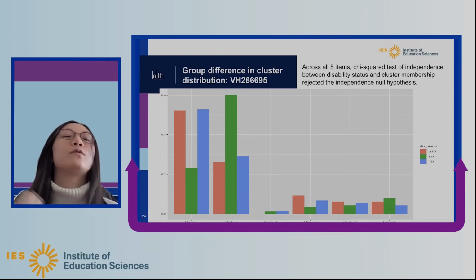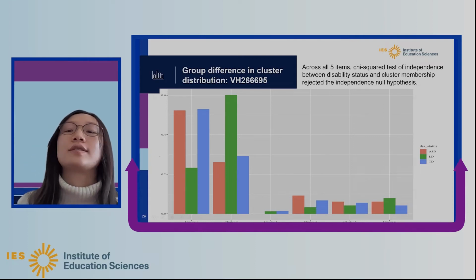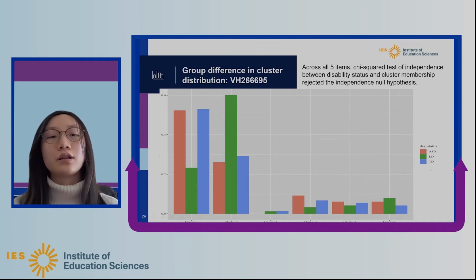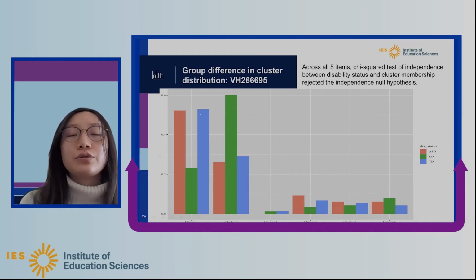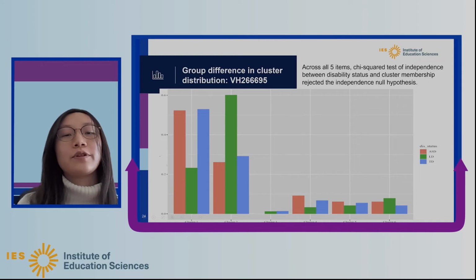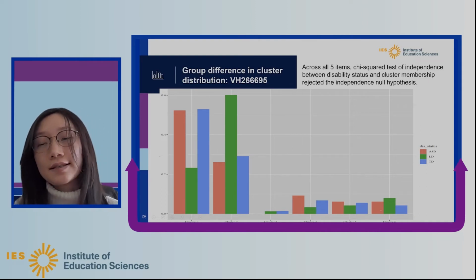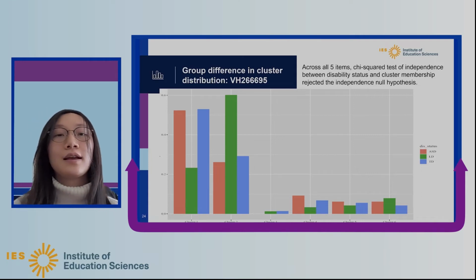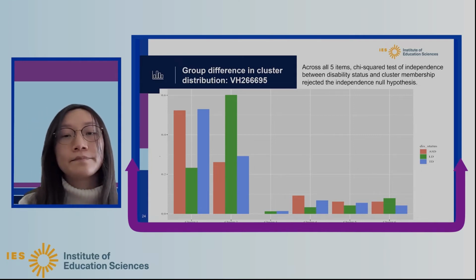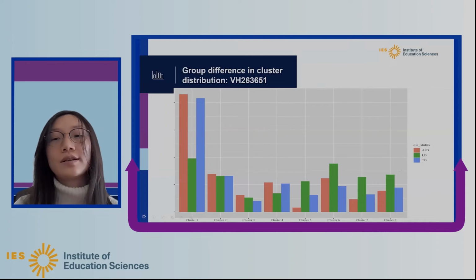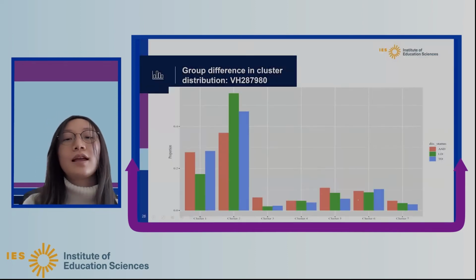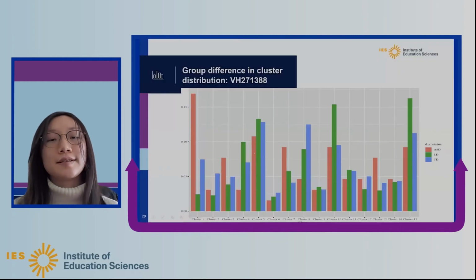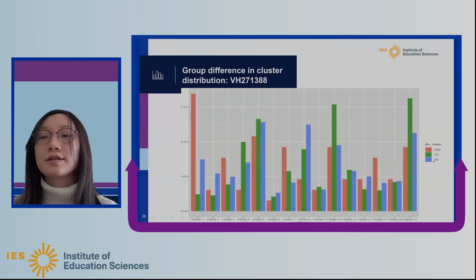And here are the plots for the distribution of percentages across the clusters for each disability group, indicated by different colors. We're not going to go into the figures in detail, but you can see that there are a lot of differences in disability groups in their composition into these clusters. This is the result for item one. Item eight, where we see a lot of differences. And similarly for the other questions, we all see a lot of differences in distribution across the clusters for different disability groups.